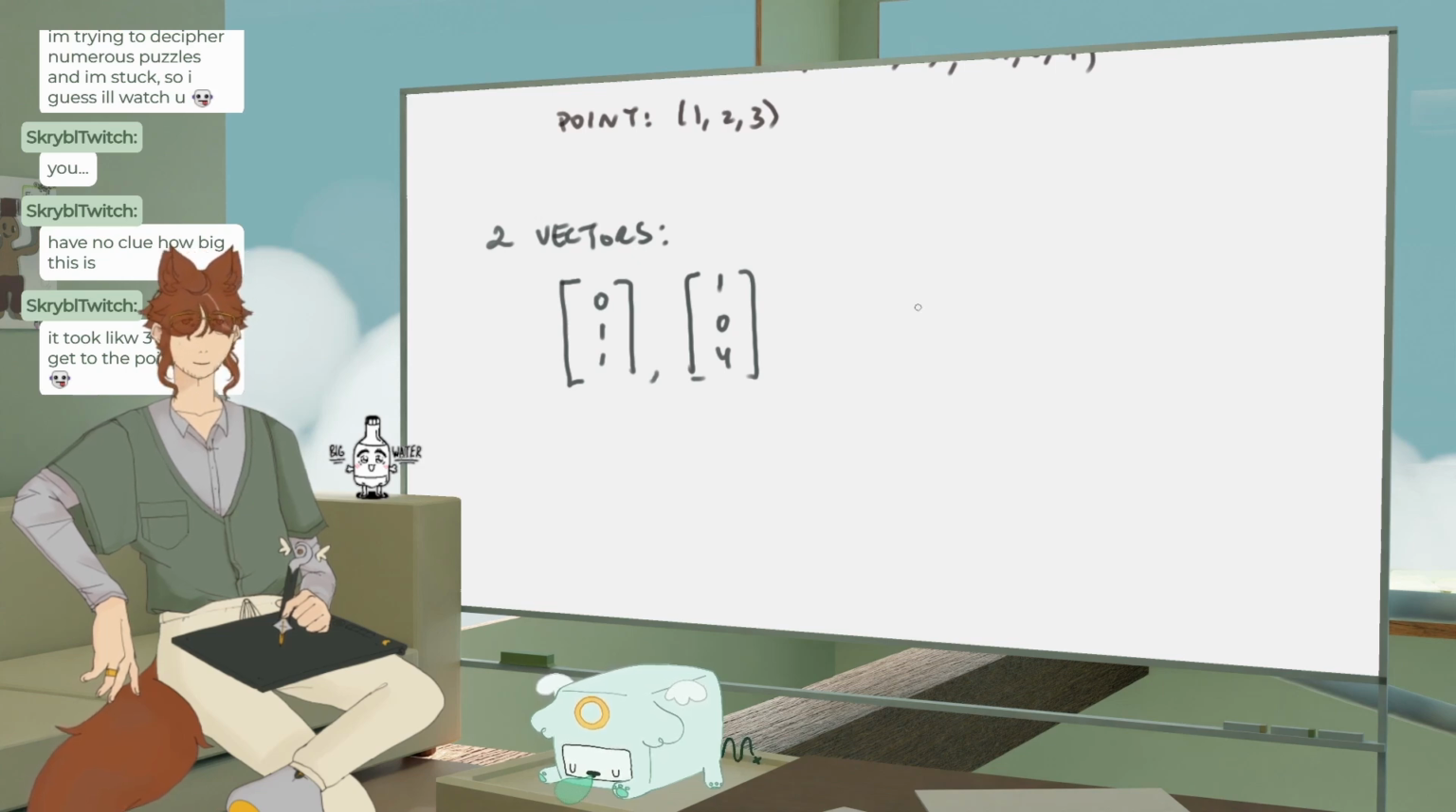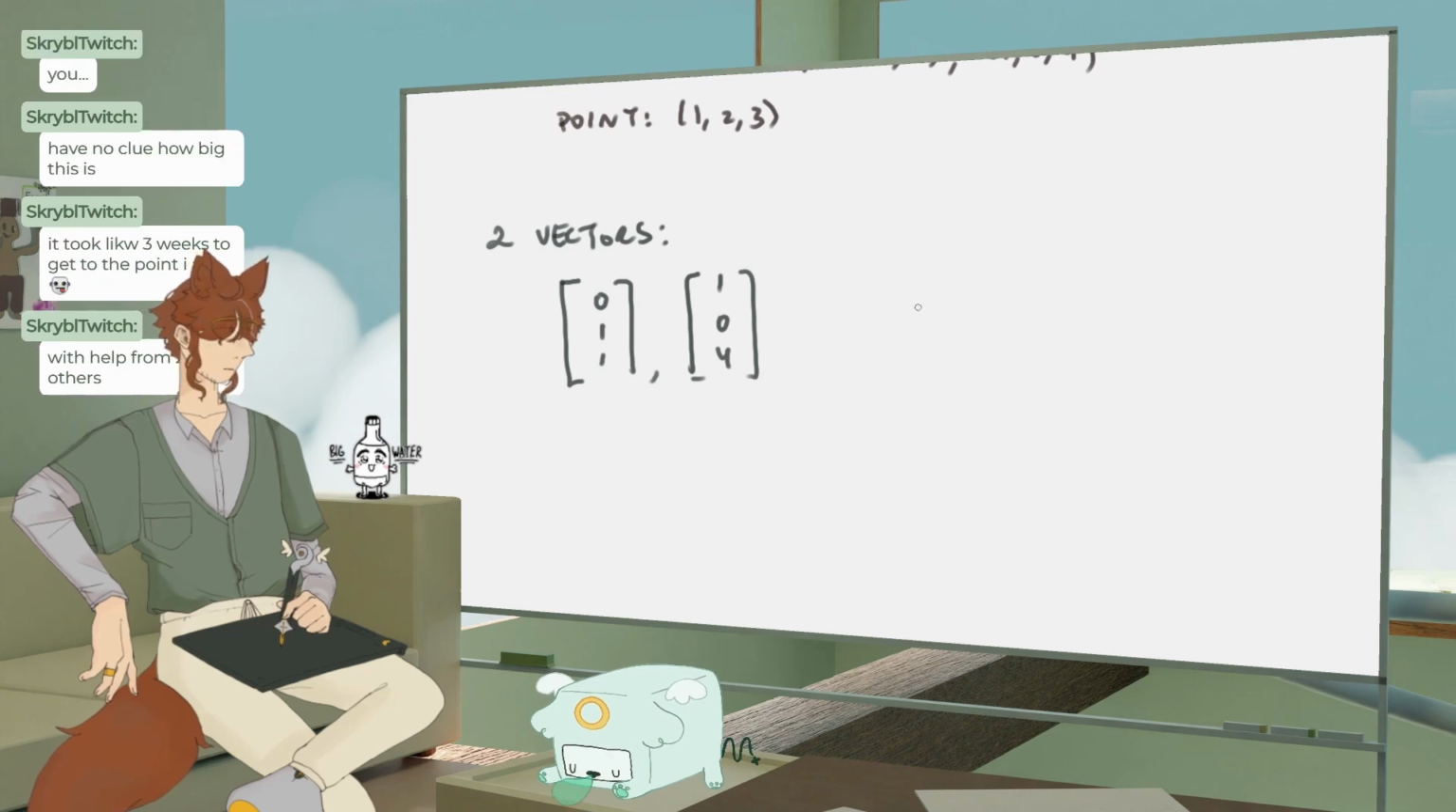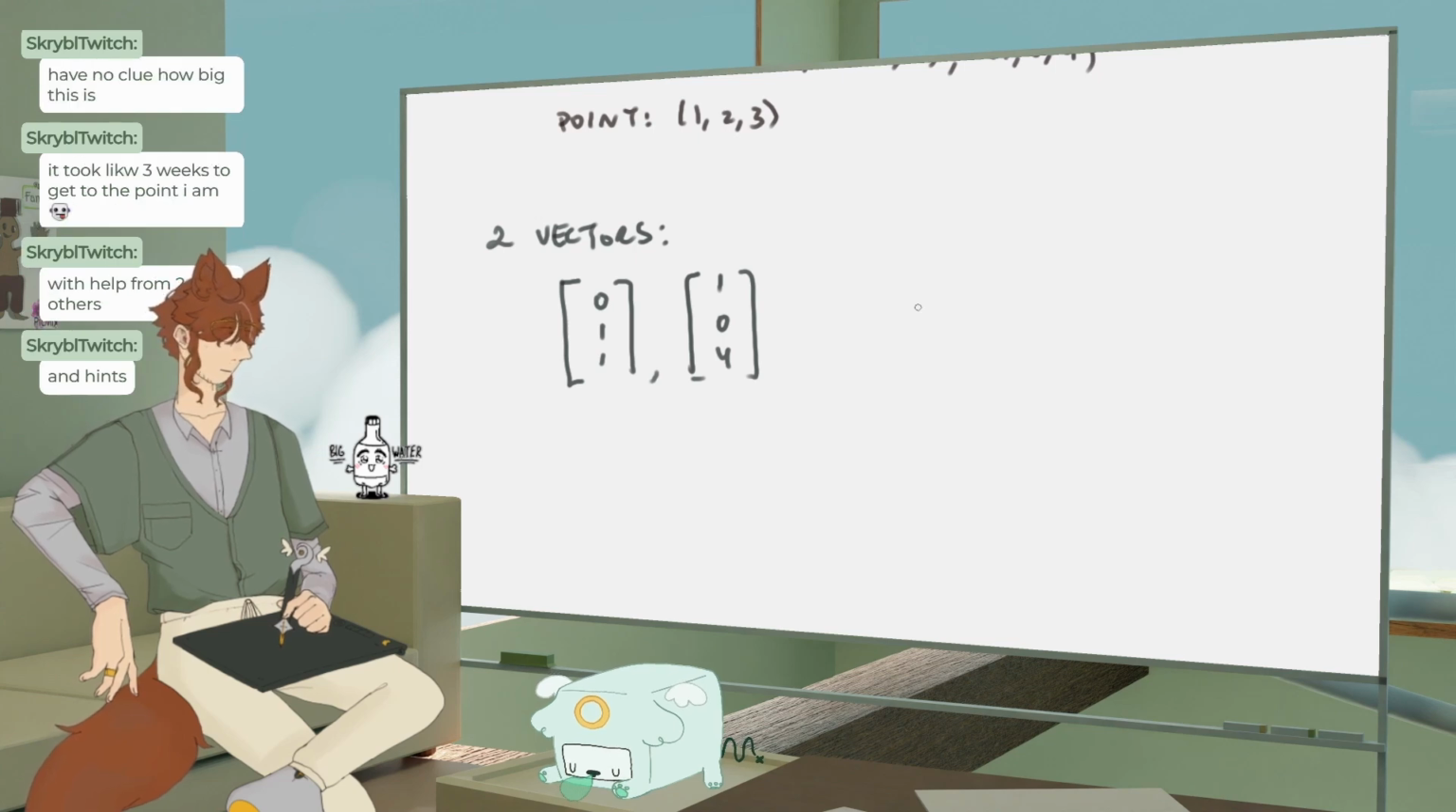Yeah. Took 3 weeks to get to the point where I am. Well, at least tell me what the puzzle's about. How about that? Start there. Is it a puzzle that's been solved?